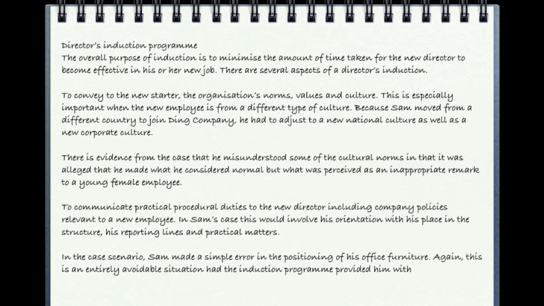He's going to work every day within the organisation, so he needs to understand how to go about undertaking his role. In the scenario, we can see that he made a simple error in positioning his office furniture incorrectly. Again, this is entirely avoidable. The induction programme could have provided him with the appropriate content on company policy in this area. He simply wasn't aware of it. That's a good example of how the induction programme could have helped Sam to understand what the policies were in this relatively simple situation.